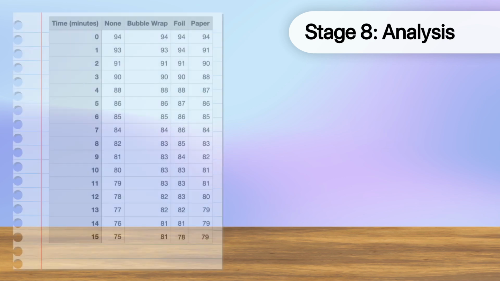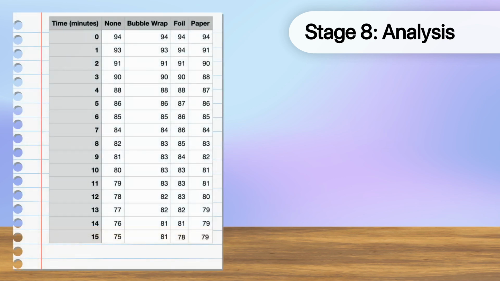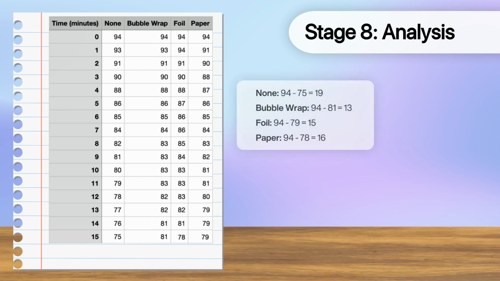Great job on completing the practical. Let's now delve into understanding the physics behind it, the essential steps we took, and how we can analyze our results to determine which material is the best insulator. Our results for the experiment might look something like this. To begin our analysis, we first determine the temperature fall for each material by subtracting the final temperature from the initial temperature. Record the results at the bottom of your table.